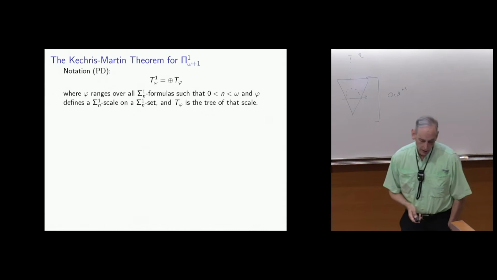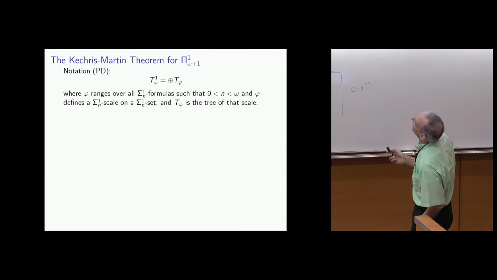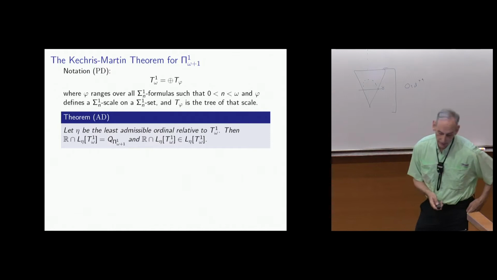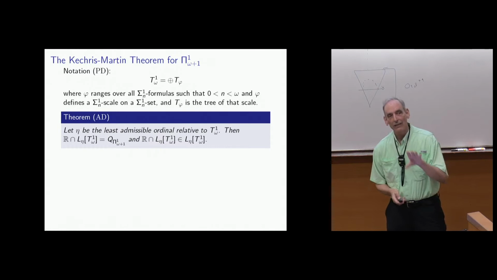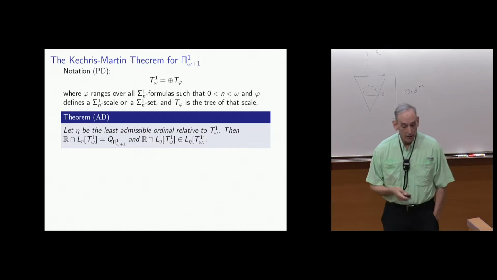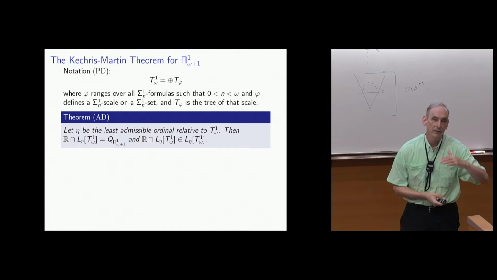So Paul talks about trees and scales. So for every sigma 1n formula that defines a scale on a sigma 1n set, there's a tree associated to that. We call it T sub phi, and we take the direct sum. It's a set of ordinals, naturally. Let eta be the least admissible relative to this tree. So L eta T1 omega is analogous to L omega 1 CK. And in fact, the reals of L eta T1 omega is the appropriate Q. It's more subtle whether the reals are actually present in the model. We're only constructing up to the admissible. Conceivably, reals could be generated cofinally, so you have to be a little careful about that.